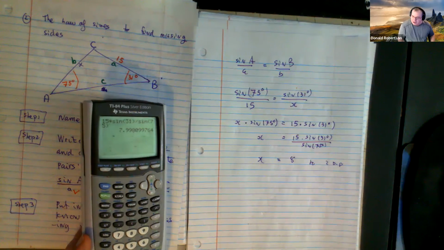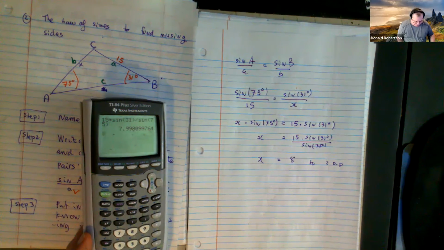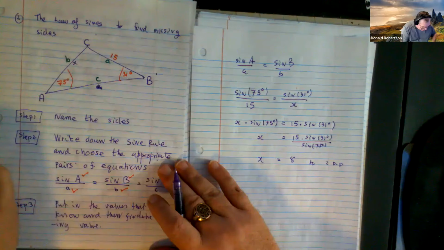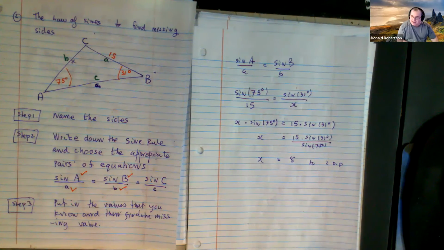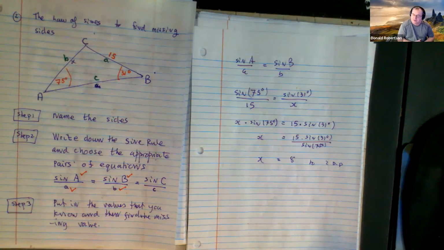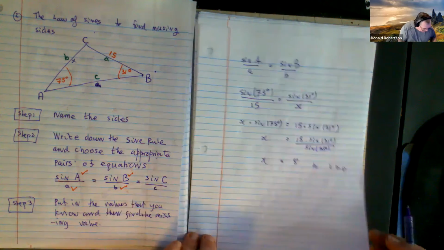You know, normally you're going to get 1.23456 and you round it off to whatever accuracy they ask you for. And that's it. That is how you find a missing side from any triangle if you want to use the sine rule. Are we good on that? Any questions? Okay, that looked like it went fine.